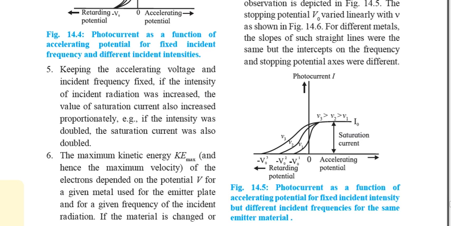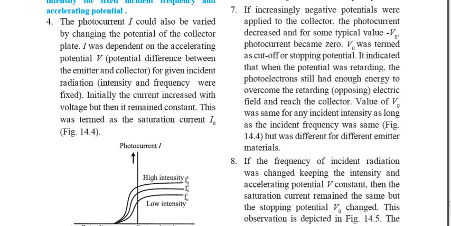Means in short, the kinetic energy will depend on the potential V, but the potential V will depend on the metal which is used for the emitter plate. So it doesn't depend on the frequency of incident radiation. Okay, so that is the sixth observation from the experimental setup. Then we start with the seventh observation.